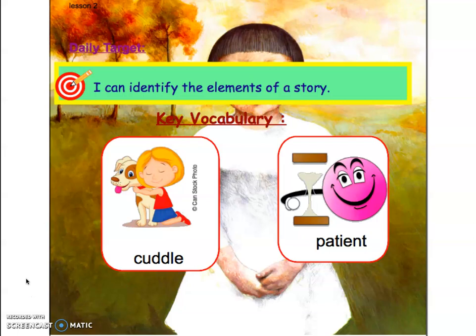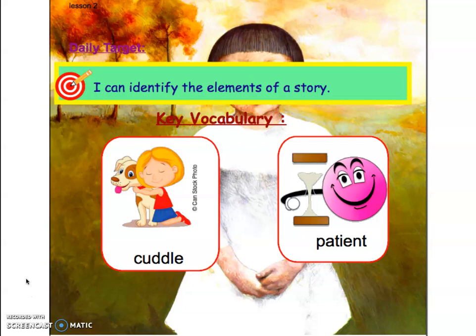We have a few vocabulary words. The first vocabulary word is cuddle. Cuddle means to hold close in one's arms as a way of showing love or affection. In the picture, you see the girl cuddling with her dog. I know I've been spending a lot more time cuddling with my son, being that we're spending so much time at home.